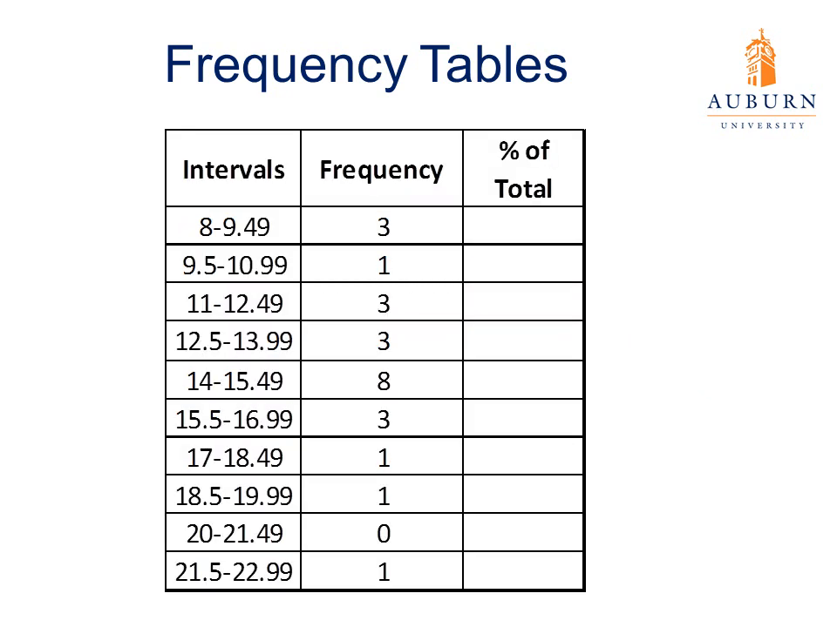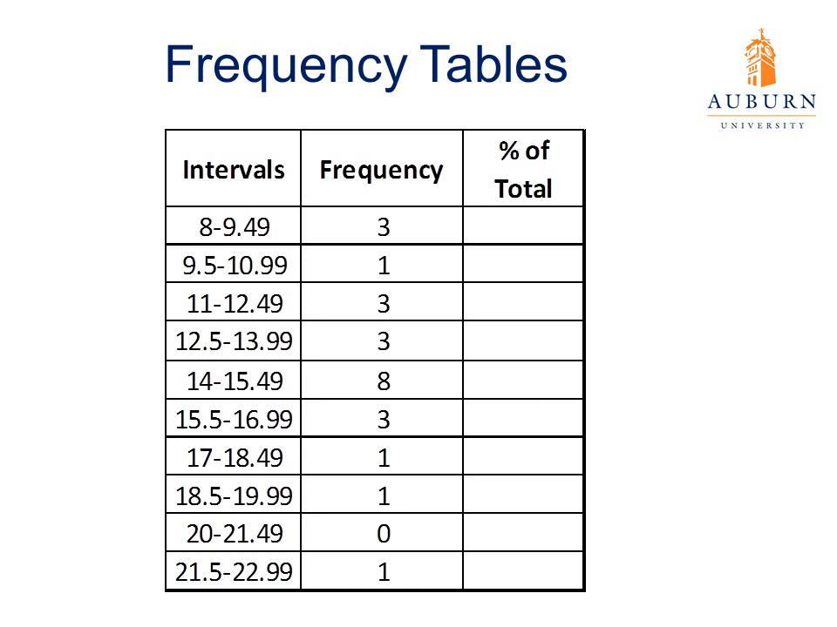Now in the frequency column, we can go ahead and place a number of 3 that represents the number of values in our data set that falls within that very first interval between 8 and 9.49. So now we can continue through the rest of our data set and look for the number of values that fall within each of these particular intervals.